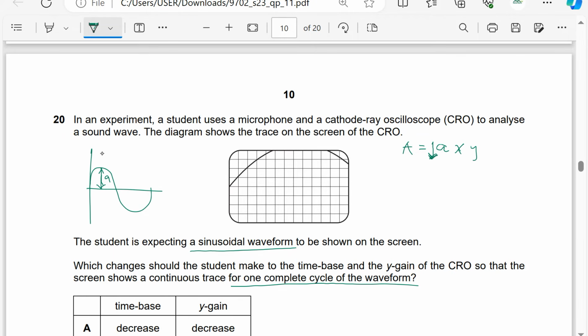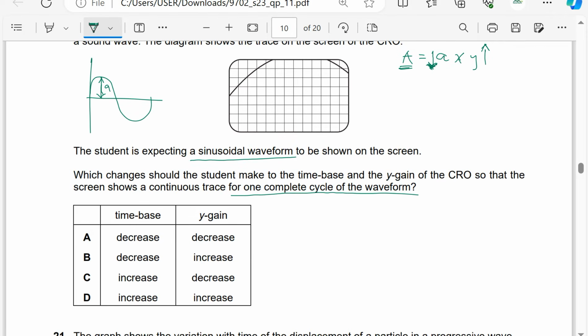The only way I can make A become smaller for the same amplitude which is fitting on the screen is if I increase the Y gain. So to make the amplitude smaller to fit on the screen, to make the representation smaller to fit on the screen, I must increase the Y gain. So the Y gain must increase. So this one is wrong.